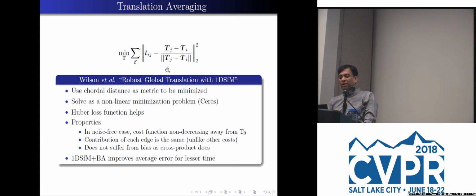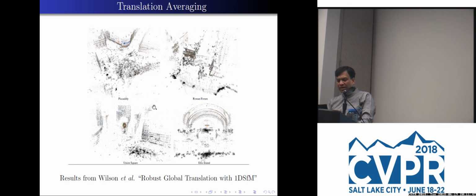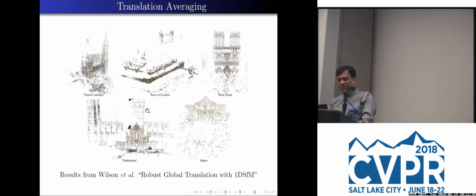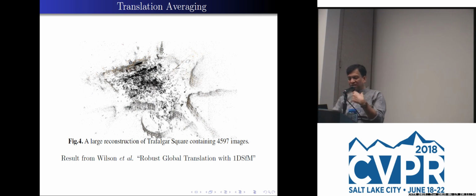So this is a highly nonlinear cost function, but works reasonably well. It has certain nice properties, and it can be solved reasonably efficiently with, in this case they used the Ceres package. And here are some of the reconstructions that you can get. So these are fairly large-scale reconstructions, which are now faster than just doing incremental bundle adjustment, right?